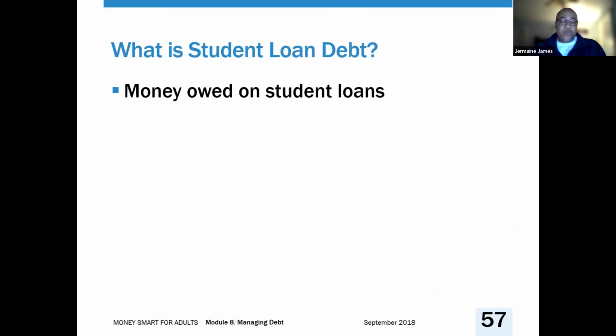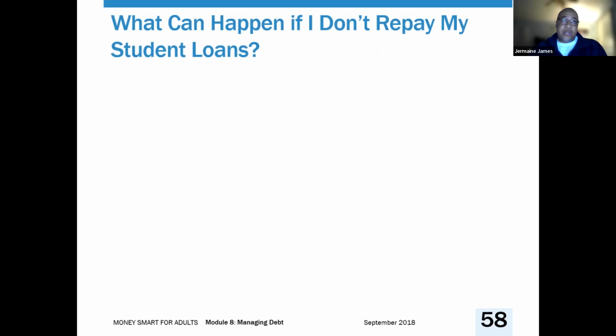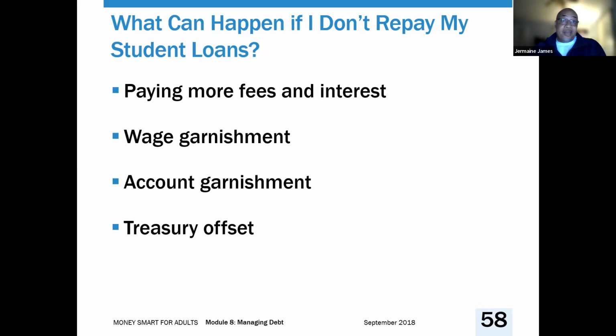Student loan debt is money owed on student loans. This is the biggest debt that some people will ever have, and it can be a stressful topic at times, right? And what can happen if I don't repay my student loans? Well, first and foremost, depending on when those loans come due and what kind of loans you actually took out, you'll be paying more fees and interest. They have the ability to impose wage garnishment, account garnishment, as well as Treasury offset. Through the Department of Education and wherever the servicer of the loan is, they have the ability to enact these four points that are listed.